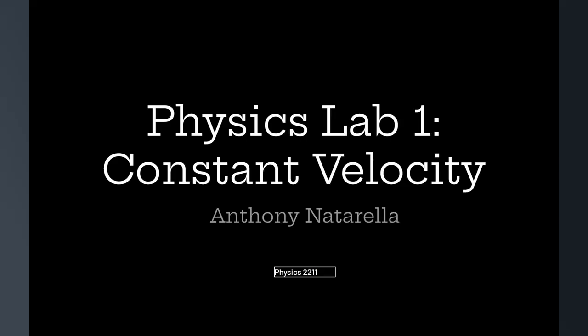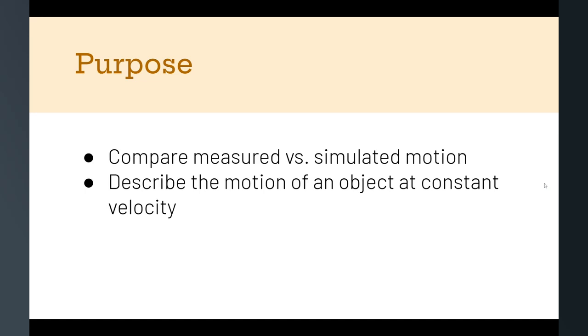Hello, this is my lab report for Physics Lab 1, measuring constant velocity. And so the purpose of this is to compare and contrast measured versus simulated motion and describe the position and change of velocity at constant velocity.